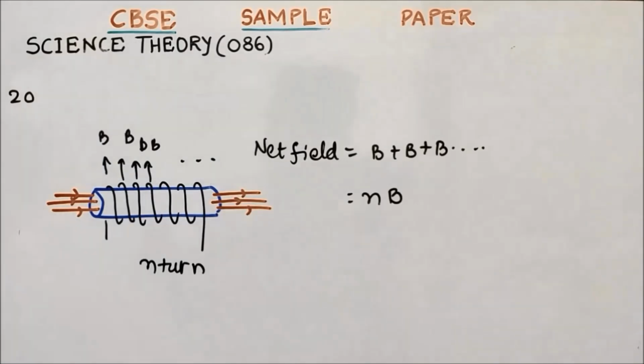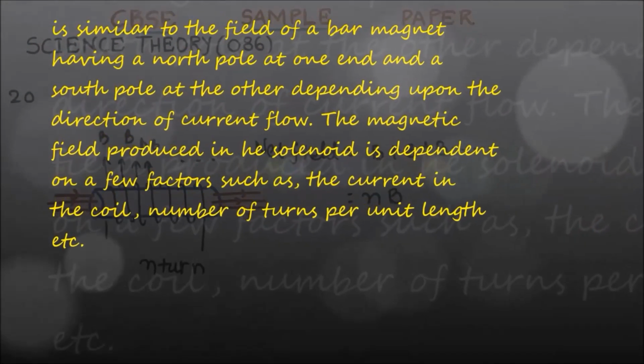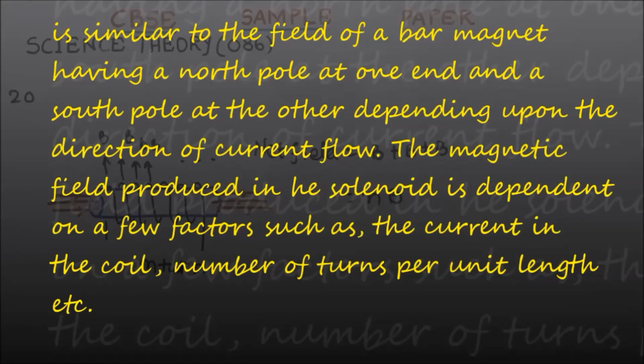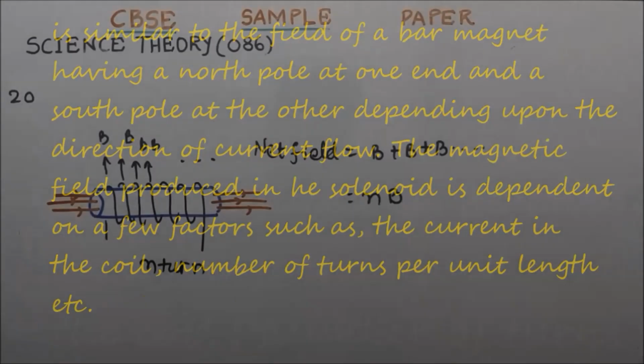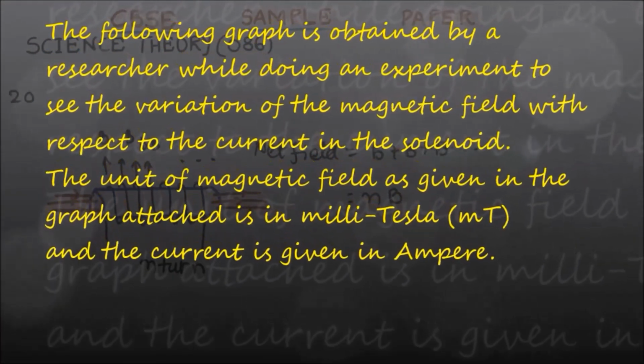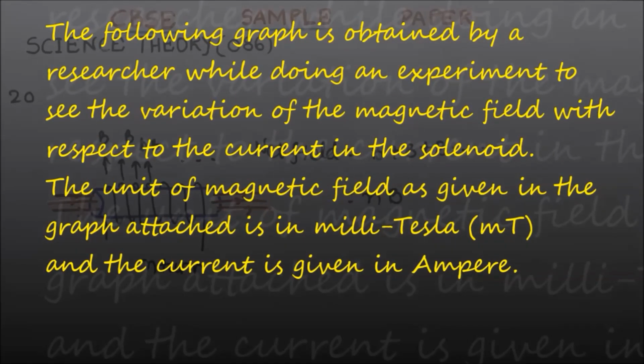So he is saying that it is close to 0 outside and is similar to the field of a bar magnet, having a north pole at one end and a south pole at the other, depending on the direction of flow of current. The magnetic field produced in the solenoid depends on a few factors such as the current in the coil, number of turns per unit length, etc. The following graph is obtained by a researcher while doing an experiment to see the variation of the magnetic field with respect to current in the solenoid. The unit of magnetic field in the graph is mT, which is millitesla, and the current is in ampere.